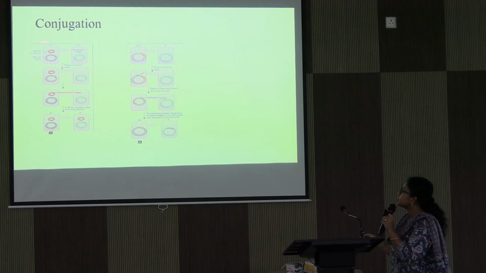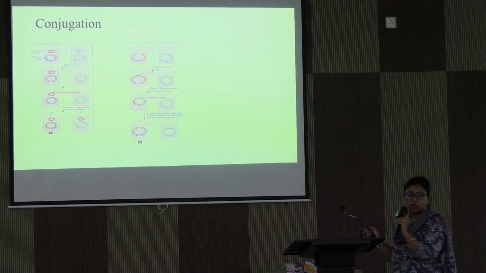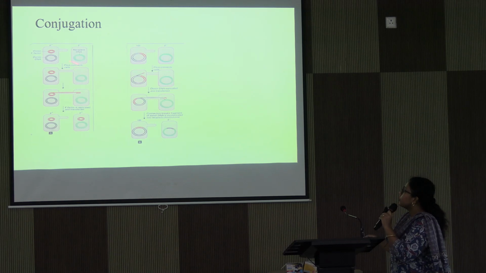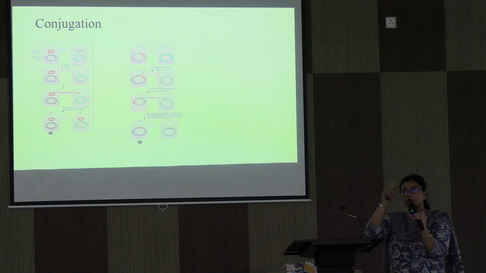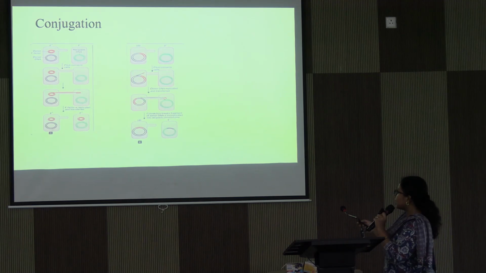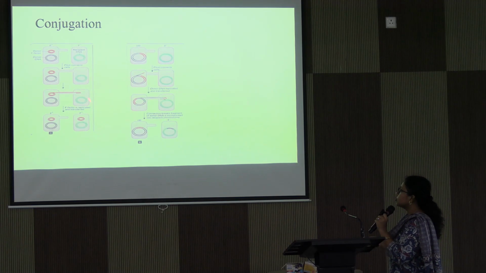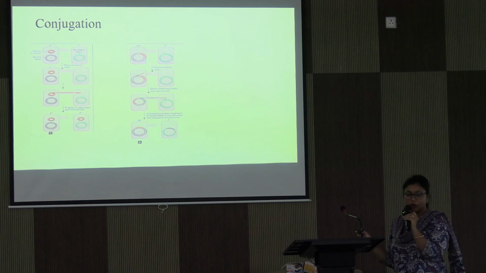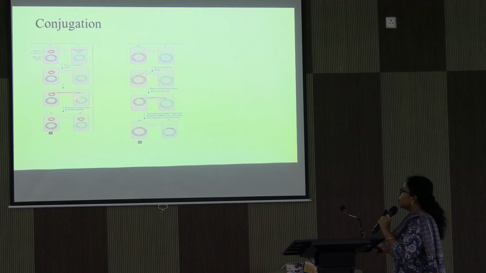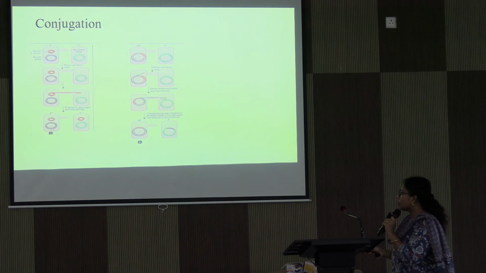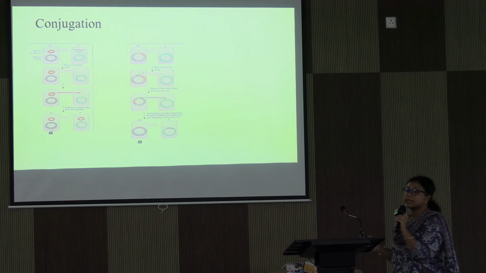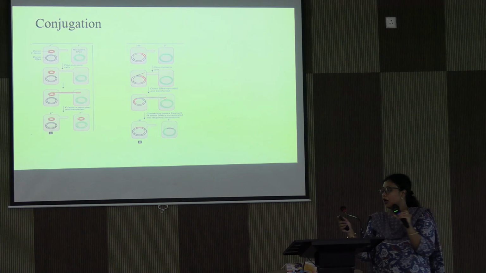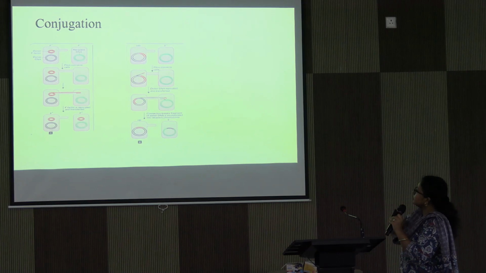So F plus is the donor bacteria. It is also called the male bacteria. This contains an F plasmid. This is the F plasmid, outside the male chromosome. So this F plasmid is getting transferred to the F minus cell by the conjugation tube, and subsequently the F minus cell is becoming F plus.